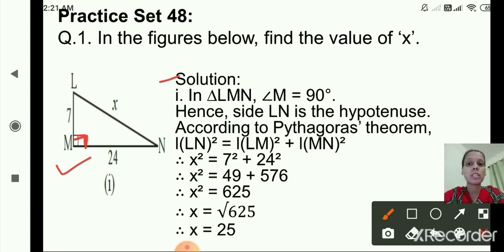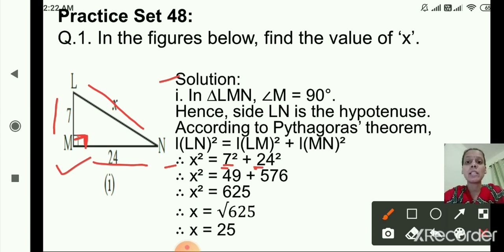Now, according to Pythagoras theorem, what is Pythagoras theorem? Hypotenuse square is equal to base square plus height square. So LN square, that is hypotenuse square, is equal to LM square plus MN square. Hypotenuse square is equal to the sum of the squares of the other two sides, right? Now we'll put the values. LN is x, so x square is equal to LM, which is 7, square plus MN, which is 24, square.